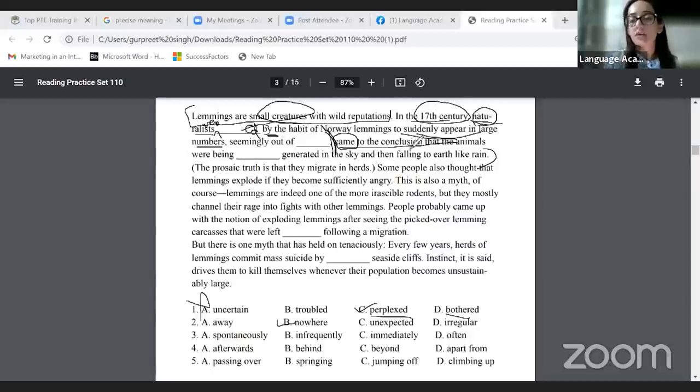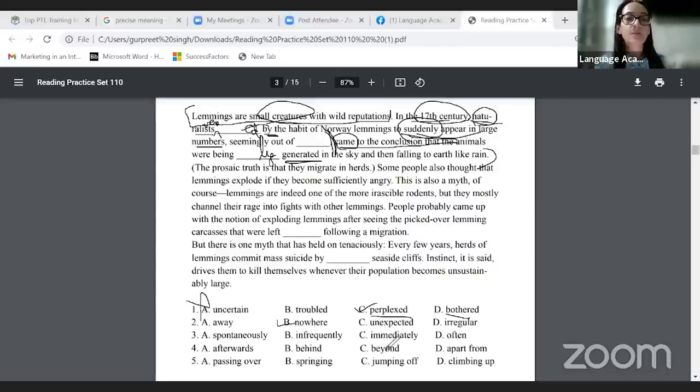Naturalists came to the conclusion that the animals were being generated in the sky and then falling to earth like rain. The sentence is absolutely complete. Generated is a verb. Still, we have a blank, so we have to go with adverb, anything that ends with ly. Spontaneously, infrequently, immediately, or often. So often means regularly. So if they come regularly, frequently, then why are we confused? Why are we saying suddenly? Something which is regular cannot be sudden at the same time. So those two are opposites of each other.